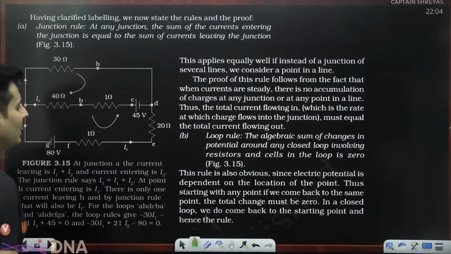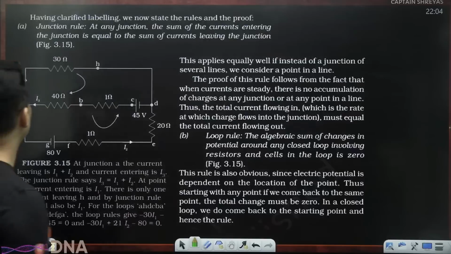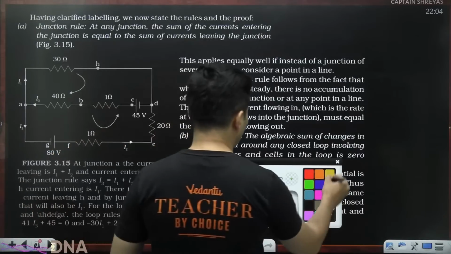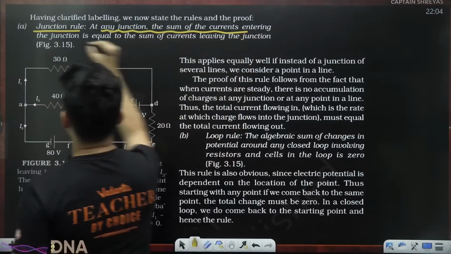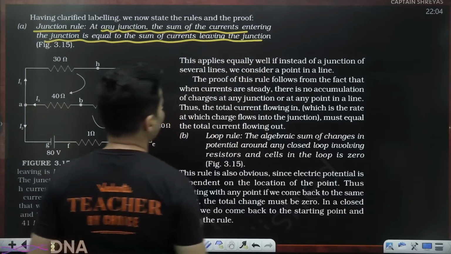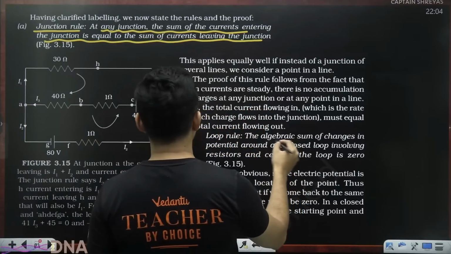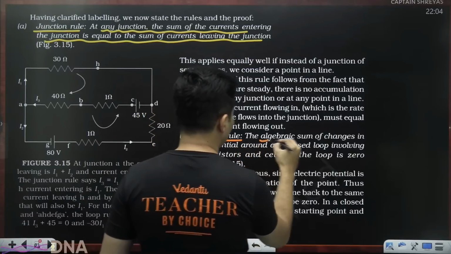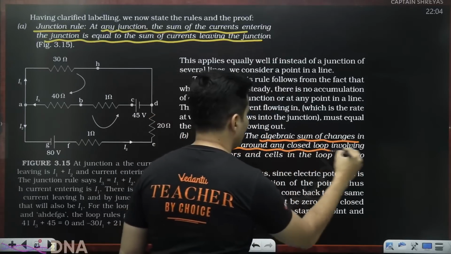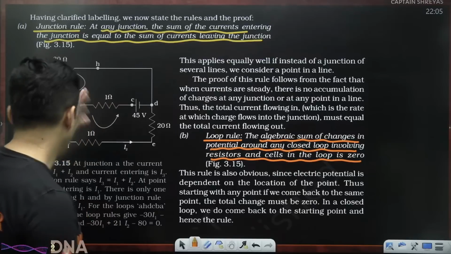And they have basically explained it over here in a very complex manner. But I'll just highlight the important rules over here. First is called the junction rule. At any junction, the sum of the currents entering the junction is equal to the sum leaving the junction. Next is basically the loop rule. The algebraic sum of the changes of the voltage around a loop in the resistors and the cells is basically 0. This rule is obvious.